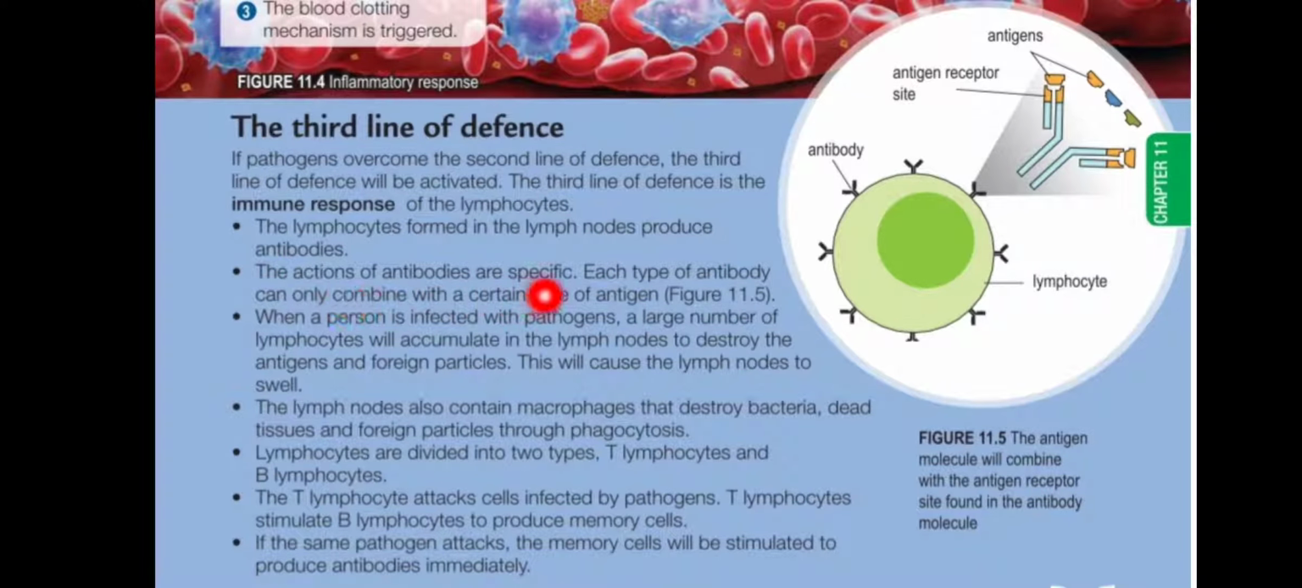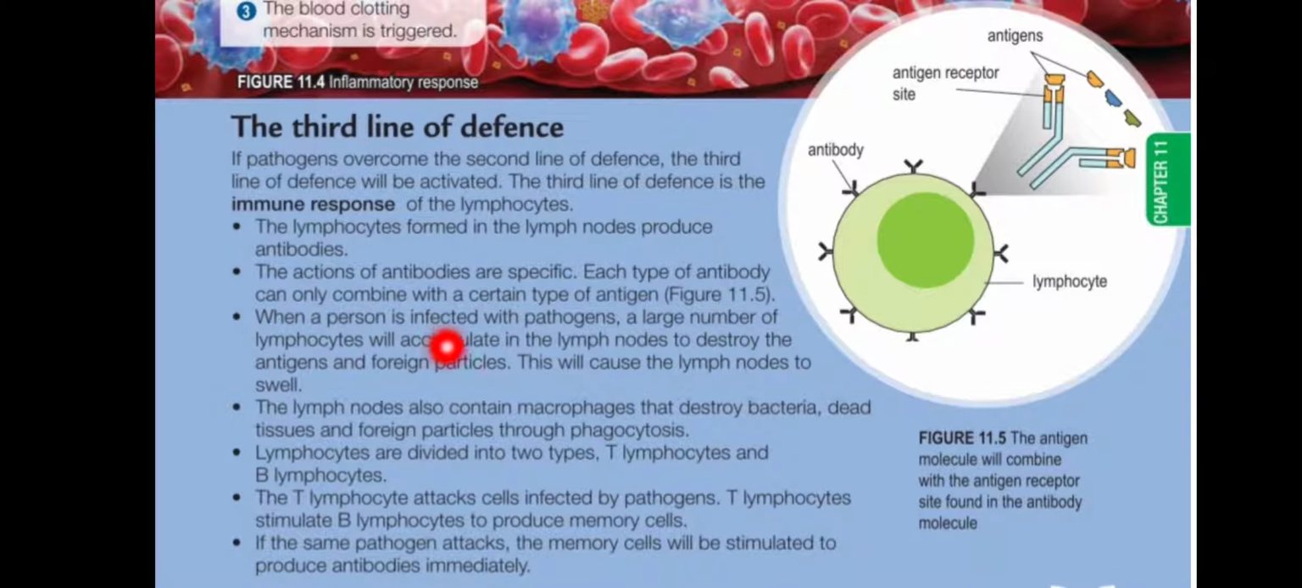The actions of antibodies are specific. So remember, the third line of defense adalah specific. Maksudnya, setiap antibody yang dihasilkan itu adalah spesifik kepada patogen tertentu sahaja. For example, antibody A, dia akan lawan antigen A. Antibody B, dia lawan antigen B sahaja, seperti itu. Itu maksud dia spesifik. Okay? Each type of antibody can only combine with certain types of antigen.